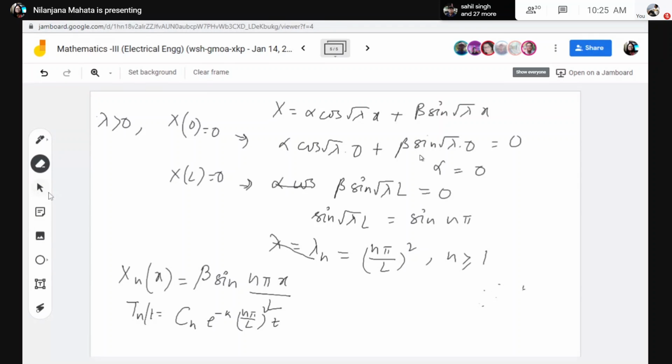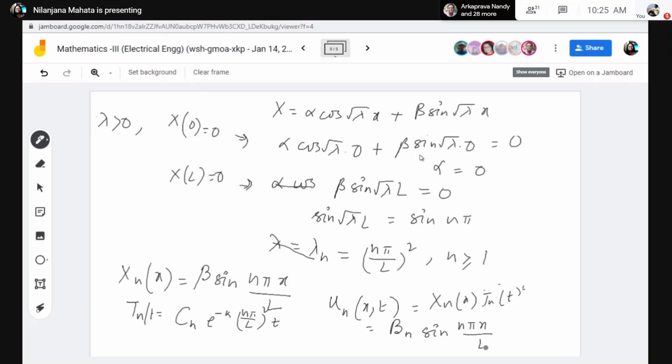I am just erasing this, I need to write here. So your u_n(x,t) will be X_n(x) T_n(t). I am multiplying these two and writing this as b_n sine n pi x by l e to the power minus k (n pi by l) square t.